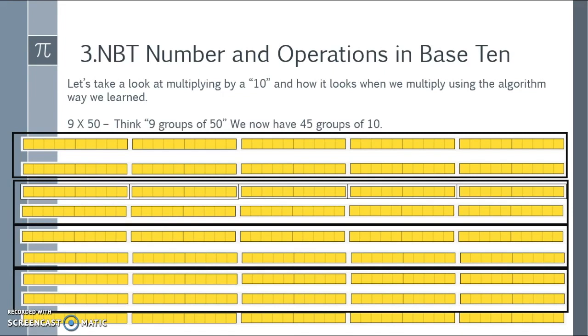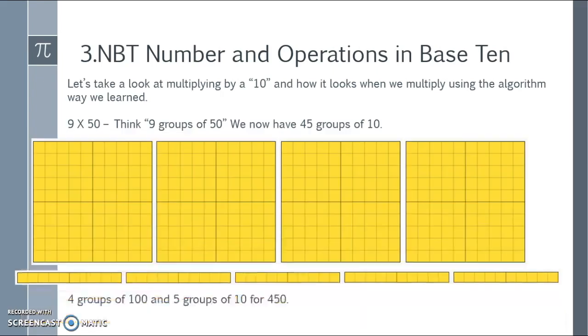So now I'm going to group them into groups of 100. So 10 groups of 10 gives me 100, or one group of 100. Notice we can make 4 of these, and then we'll have that bottom 5 left over. So across the top here, we've got 4 groups of 100. On the bottom, we have our leftover of 5 groups of 10, for a total of 450.